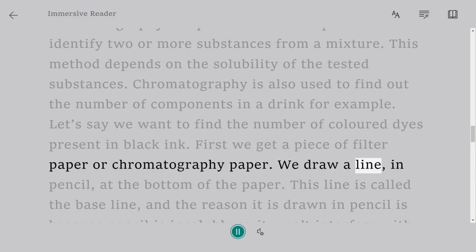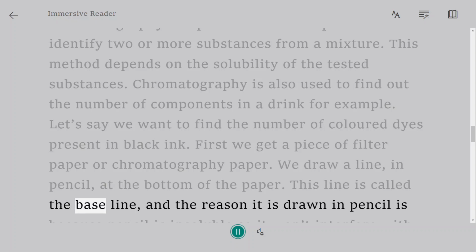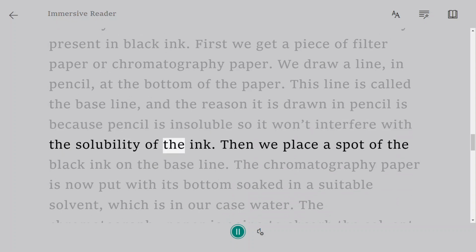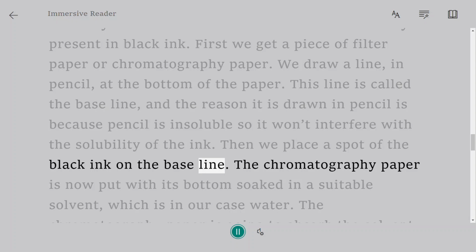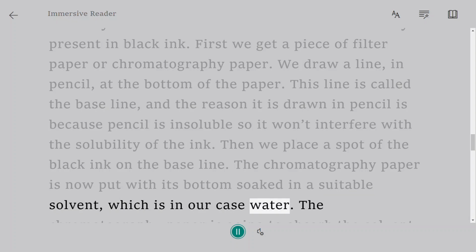We draw a line, in pencil, at the bottom of the paper. This line is called the baseline, and the reason it is drawn in pencil is because pencil is insoluble, so it won't interfere with the solubility of the ink. Then we place a spot of the black ink on the baseline. The chromatography paper is now put with its bottom soaked in a suitable solvent, which is in our case water.